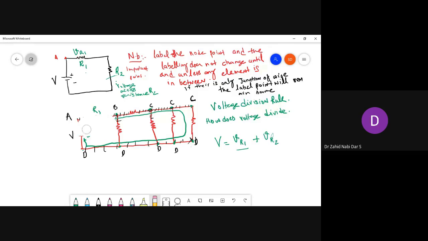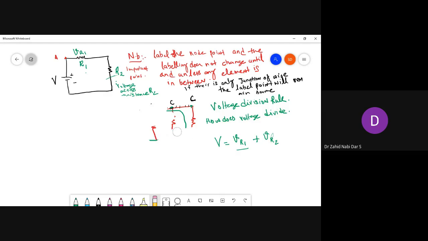So this I'll rub over here. I was explaining you the other part. So I write V is equal to VR1 plus VR2.